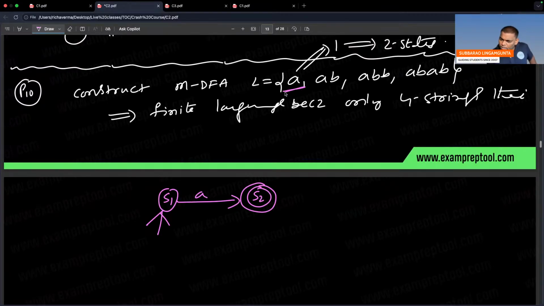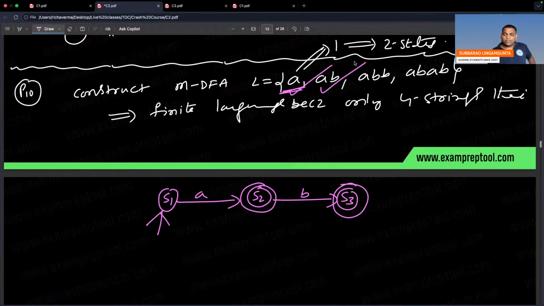After A, the next minimal is AB. Already A is there, then B. S3 is also final. This completed. See, A is accepted because you are in final. AB also accepted because you are in final. Some people are asking about ABB. ABB goes to S4. Right? So A accepted, AB accepted, ABB also accepted.